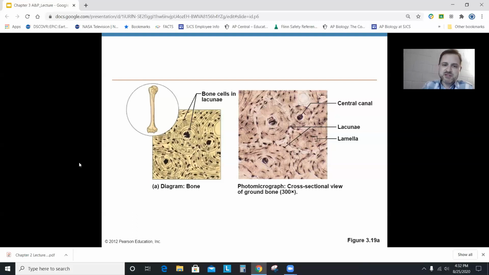If you look at this picture, this is a drawing, and this is an actual microscope image. These little black things here are the bone cells, and they're embedded in these lacunae, these little gaps. Notice that you have this pattern of concentric circles, almost like tubes, and these tubes come out of the slide. This is sort of like a cross section. Again, these little black cells are embedded inside this tissue.